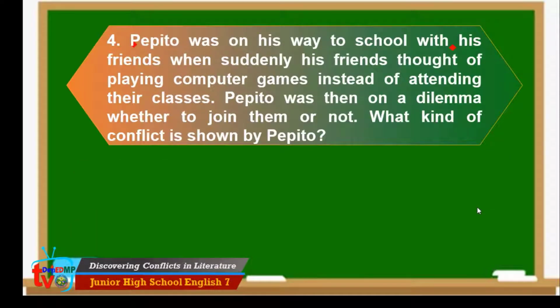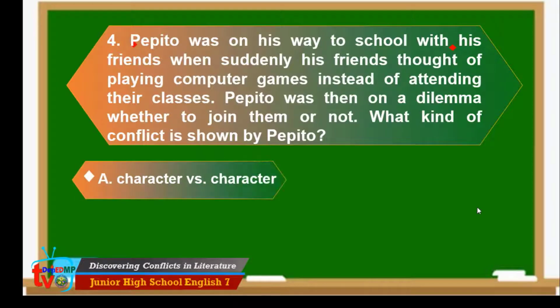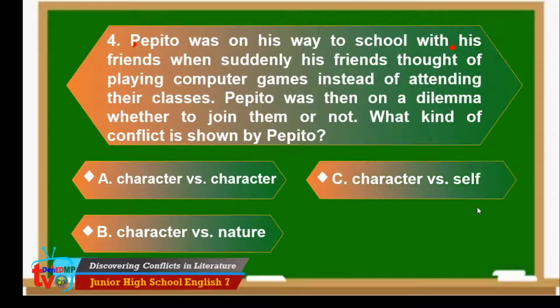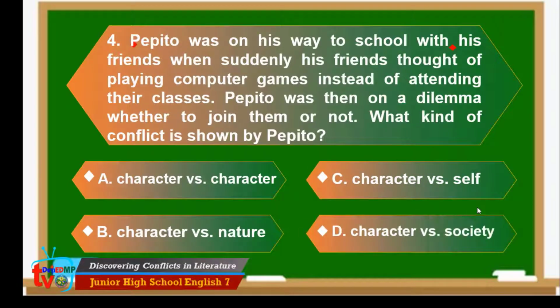Number 4. Pepito was on his way to school with his friends when suddenly his friends thought of playing computer games instead of attending their classes. Pepito was then on a dilemma whether to join them or not. What kind of conflict is shown by Pepito? A. Character versus character. B. Character versus nature. C. Character versus self. Or D. Character versus society.